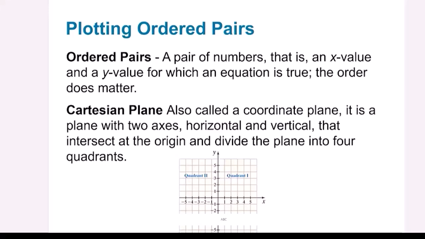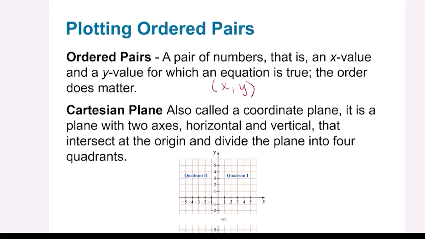We have to have a set of ordered pairs, a pair of numbers that is an x value and a y value, for which an equation is true, where the order does matter. Whenever you see an ordered pair, you'll see something like this, x comma y. And why do we need two numbers to plot a point?